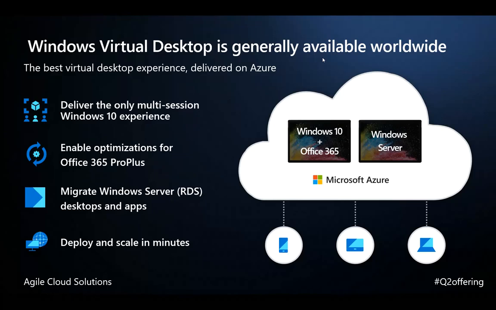So over here, the advantages are that you have an altogether different level of functionality for Windows 10 and your Office Professional Plus. Also, the scalability is really good if you want to upscale or downscale your environment. And at the same time, moving from your native RDS environment to a Windows Virtual Desktop is much simpler.